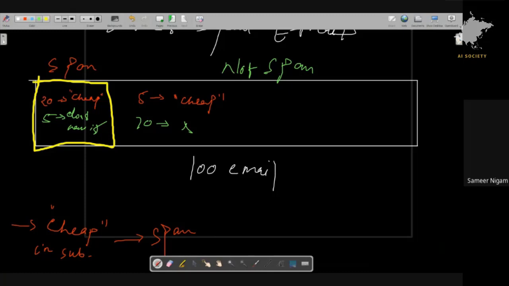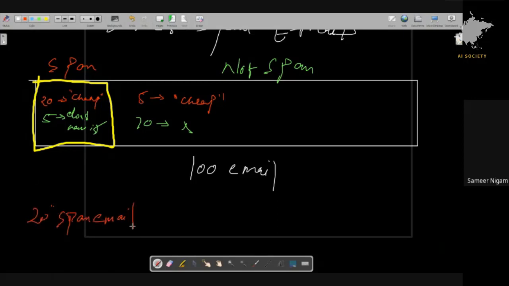So now you have 20 cheap spam emails and 5 cheap non-spam emails. That means cheap is there in the subject in the non-spam email section also, and the spam email section also. So forget about the rest of the emails, the emails that are not having it. The emails that are not having the word cheap, forget about them, and you are just having 20 spam emails with cheap in it, and 5 non-spam. Understand this carefully: 5 non-spam emails with cheap in it.